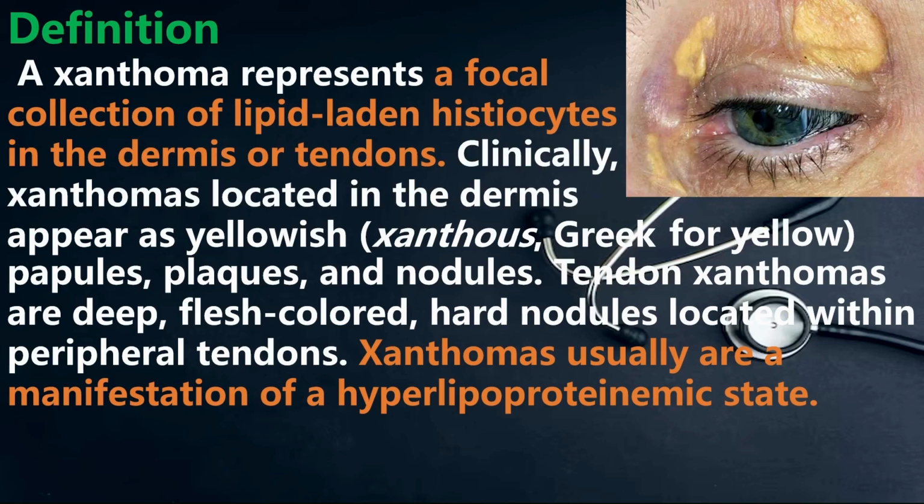Definition: a xanthoma represents a focal collection of lipid-laden histiocytes in the dermis or tendons. Clinically, xanthomas located in the dermis appear as yellowish papules, plaques, and nodules. Xanthos from Greek is for yellow. Tendon xanthomas are deep, flesh-colored, hard nodules located within peripheral tendons. Xanthomas usually are a manifestation of a hyperlipoproteinemic state.